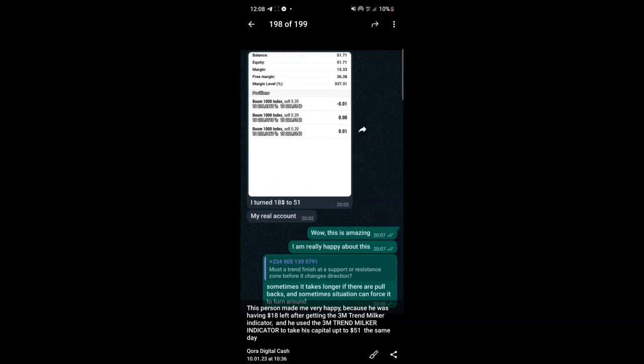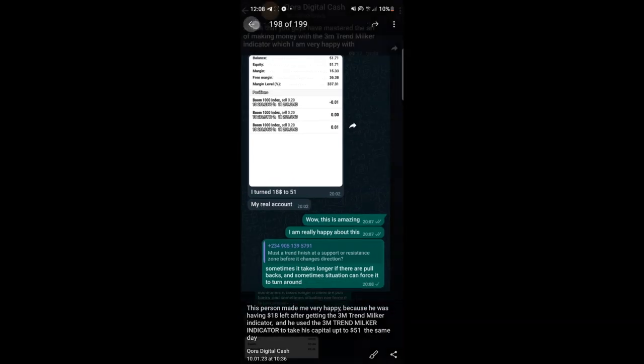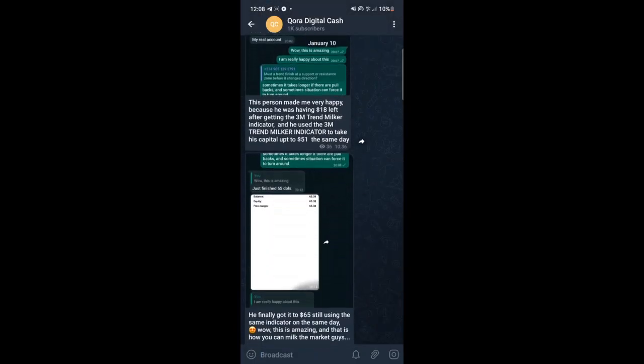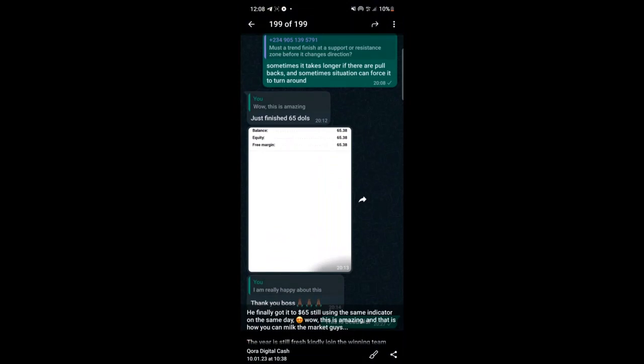Okay, and I responded, wow, this is amazing. I'm really happy about this. So this is an amazing story right here from one of my subscribers. Then later on, he sent another screenshot which I will be sharing with you right here. You can see this is the continuation of the last message, and it says how he had turned it into $65. You can see it right here. This is after closing the trade.